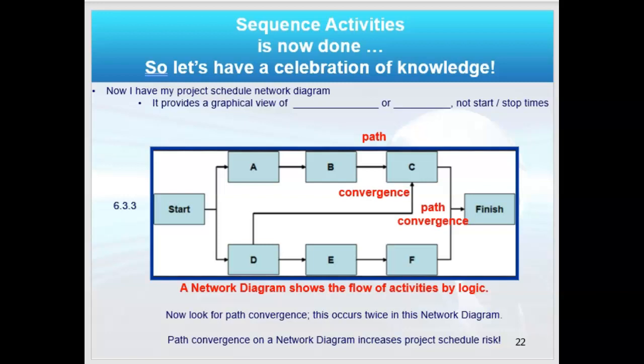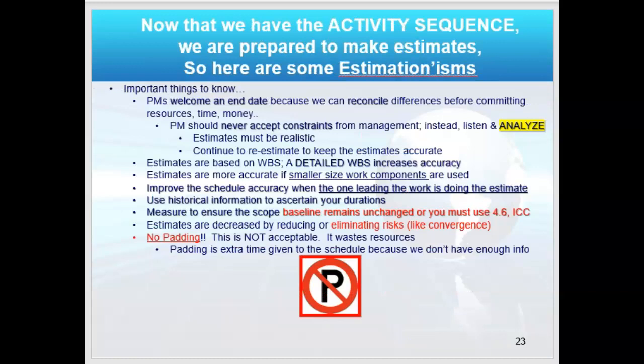But I do see some things. I see path convergence, where D goes into C. Well, so does B. Those paths converge, right? And C and F converge into the finish. So that's increased risk for us as predictive or waterfall project managers.